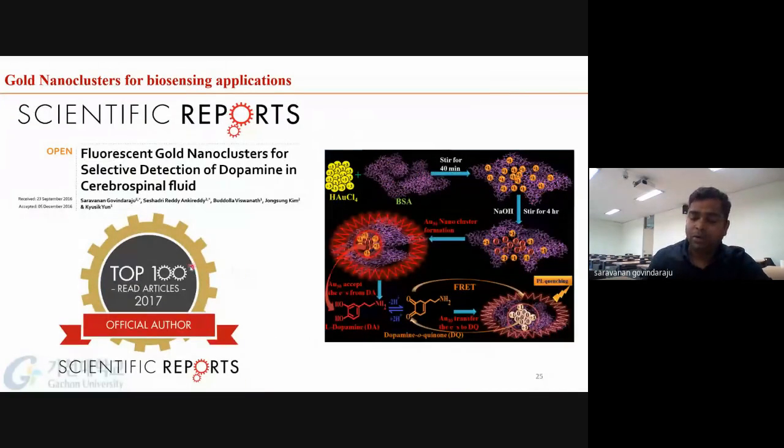Here I'm going to talk about my recent research paper, published in Scientific Reports. I synthesized the gold cluster because it has a good fluorescence property. So I used this gold cluster to detect dopamine in cerebrospinal fluid. This is my basic concept, my first work entering the neurotransmitter field.